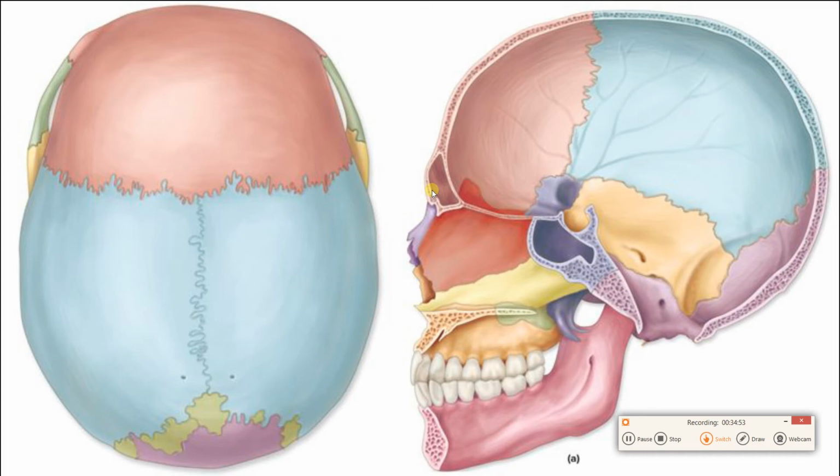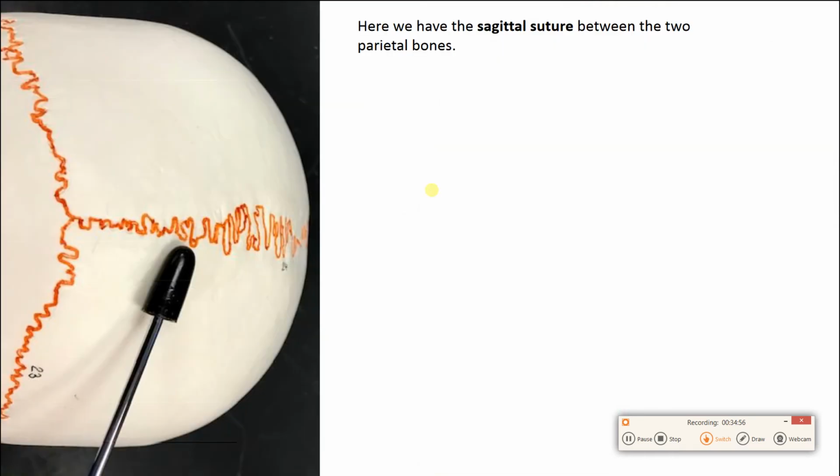All right. And now we see our two parietal bones. They are rather uninteresting. It's like the sutures are the most interesting things about the parietal bones. Here we have the sagittal suture between the two parietal bones. We talked about the coronal suture earlier. We see it right there.